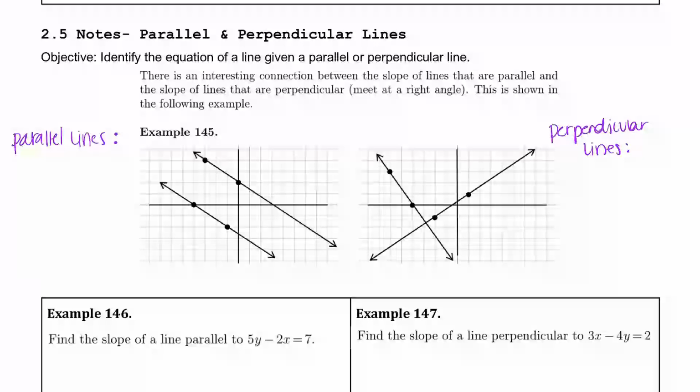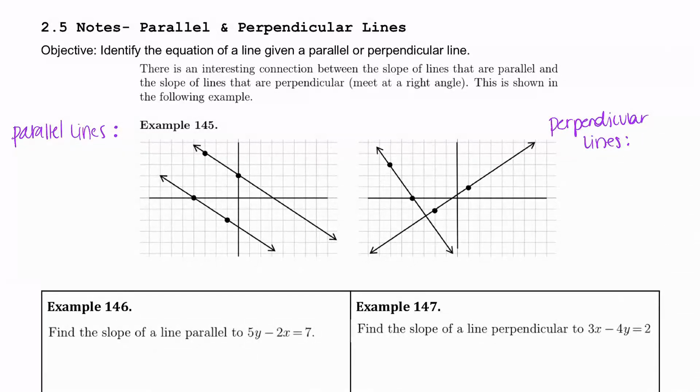When we're working with different kinds of lines, there's two kind of special types of lines. We can have parallel lines or we can have perpendicular lines. And you see both of those graphed on these two graphs below in example 145. 145 are parallel lines, they never cross each other. And the next one are perpendicular lines. They cross, and they cross at a 90-degree angle, at a right angle.